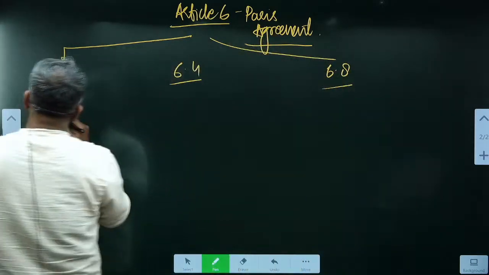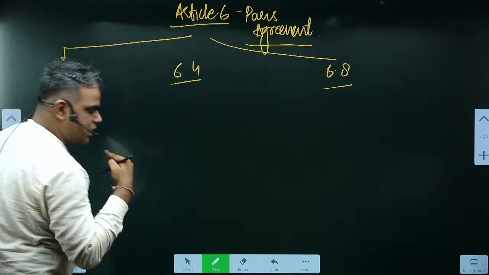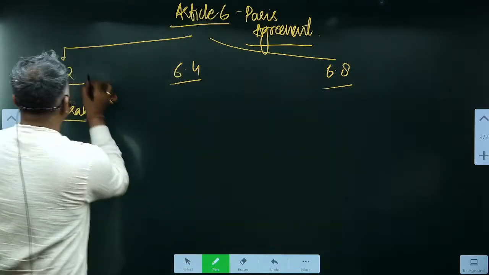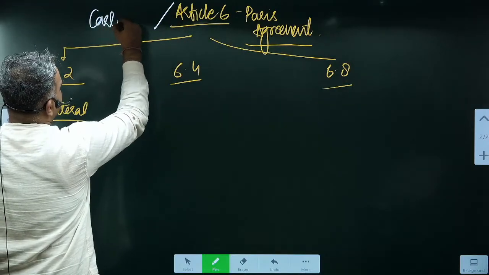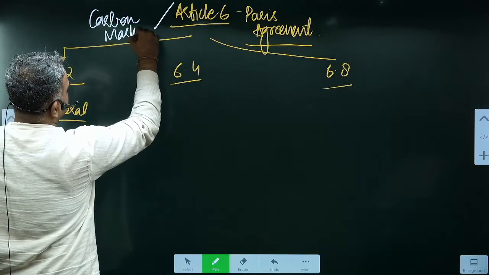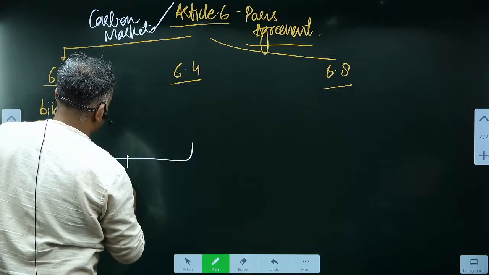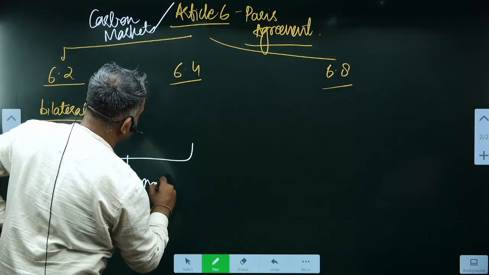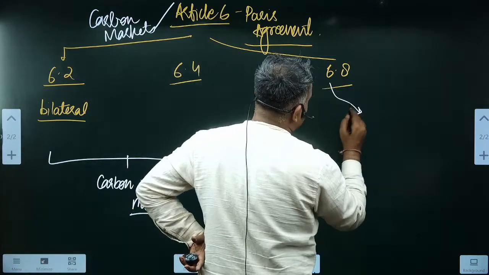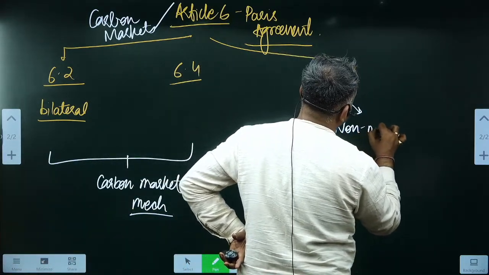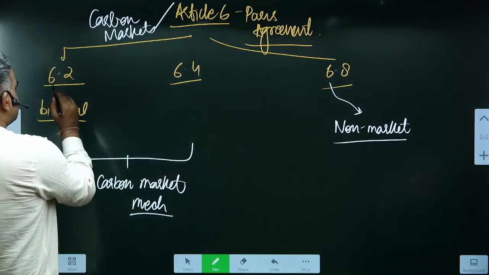Whenever there is a bilateral carbon trade between countries, this would be under 6.2. Now, you would be wondering what is Article 6? Again, I've told you this overall refers to carbon markets. Within this, 6.2 and 6.4 are market mechanisms, whereas 6.8 is your non-market mechanism. Non-market and market.